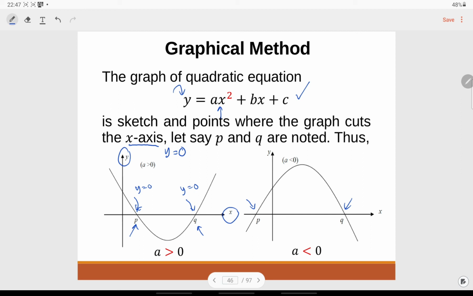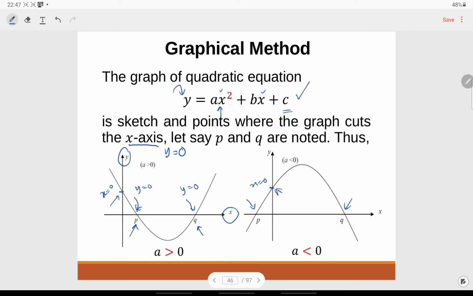Okay, so let's say p and q are noted, so we have the following graph. What happens if we take x equal to 0? x equal to 0 will give you the value of c. So where is c? c is here. This is the value for c where x equal to 0. You can replace x equal to 0 in this equation, so the remaining value is c. c is this point.